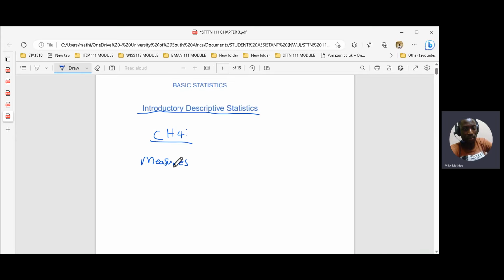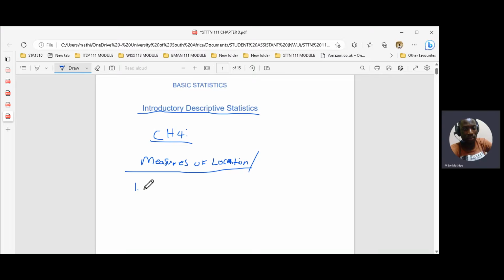The measures of location, sometimes they say the measures of central tendency. So if you are given a question and they say measures of location or measures of central tendency, just know that they are talking about the same thing. Now, number 1, we have 4 types of measures of location or central tendency.